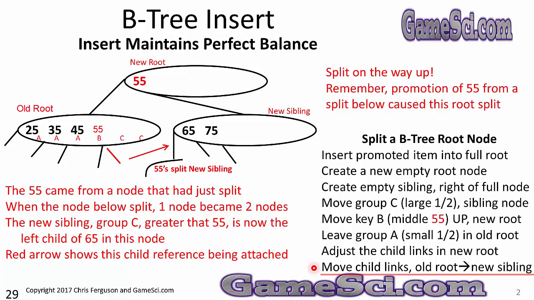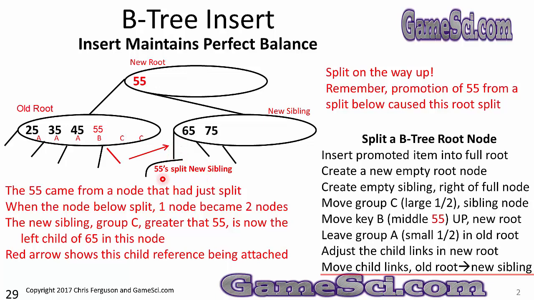Still moving the child links from the old root to the new sibling. Remember, promotion of 55 from a split below caused this root split. The 55 came from a node that had just split. When the node below split, one node becomes 2 nodes. The new sibling, group C, greater than 55, is now the left child of 65 in the node. The red arrow shows the child references being moved. The former right child of 55 needs to move over and become the left child of 65.